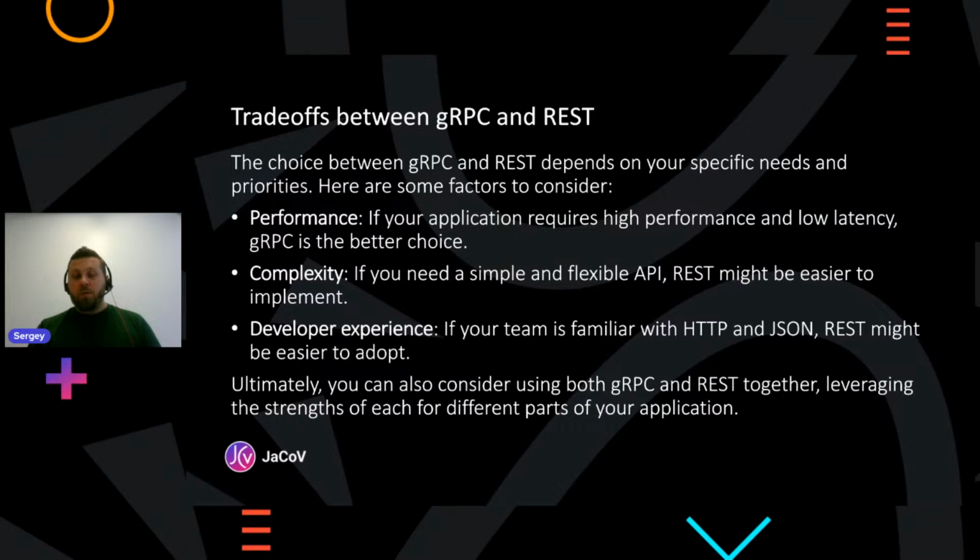Optionally, you could also use gRPC for the main crucial parts of your application that require high performance and low latency. So not for the whole application, but part of it. Complexity: if you need a simple and flexible API, REST might be simpler to implement. And sometimes it's simpler because of developer experience. Most teams are familiar with HTTP and JSON, so REST might be easier to adopt for such teams.